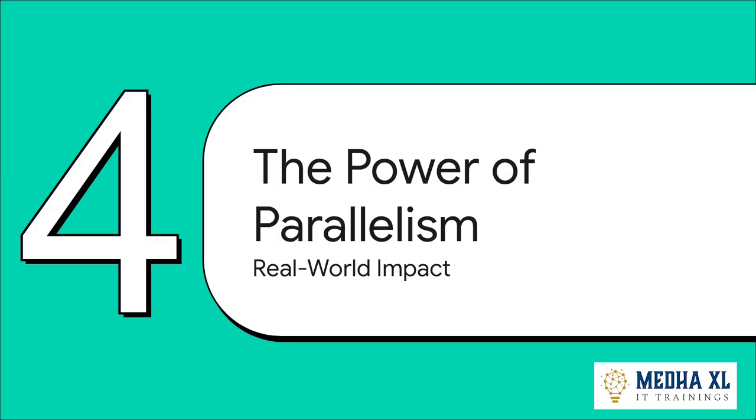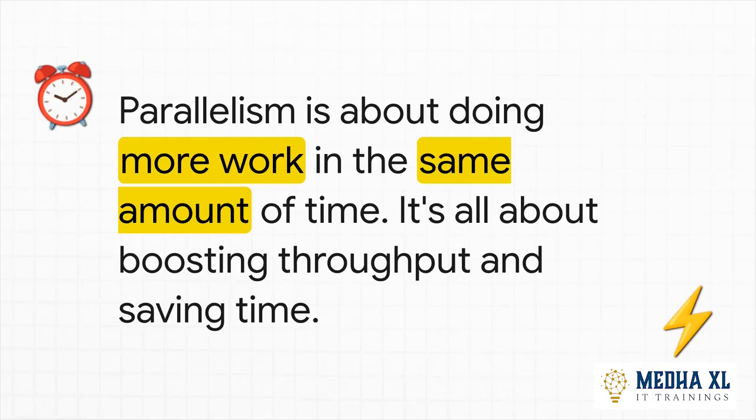Okay, so we've got multiple chefs, or threads, working at once. What does this actually mean in the real world? This is where we see the true power of parallelism really shine. At the end of the day, it all boils down to this one simple idea. Whether we're talking about chefs in a kitchen or threads in an application, parallelism is about one thing: getting more work done in the same amount of time. It's the ultimate strategy for making every single second count.